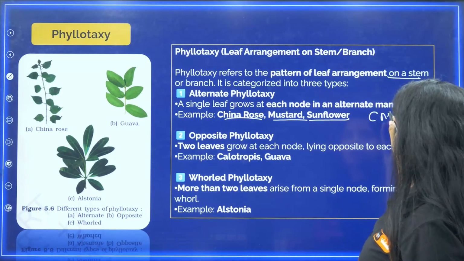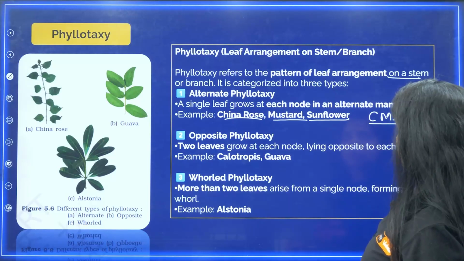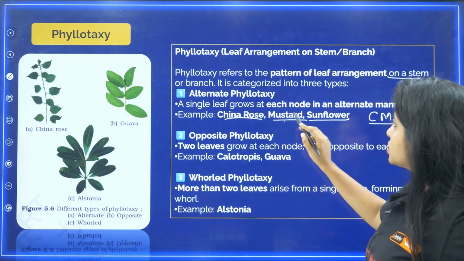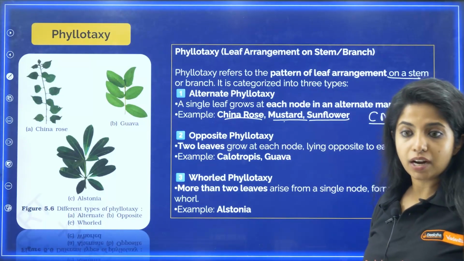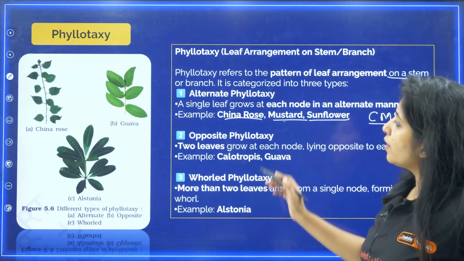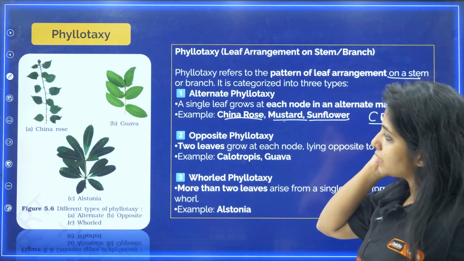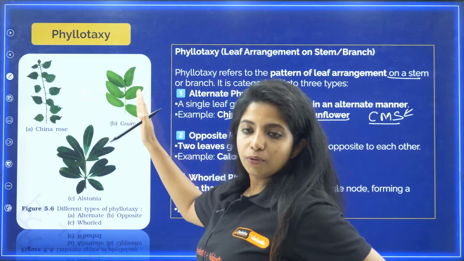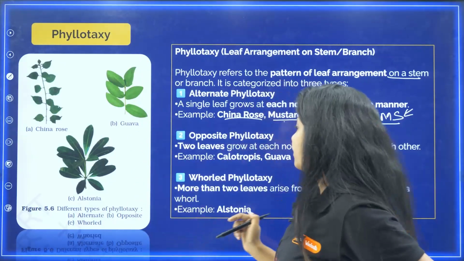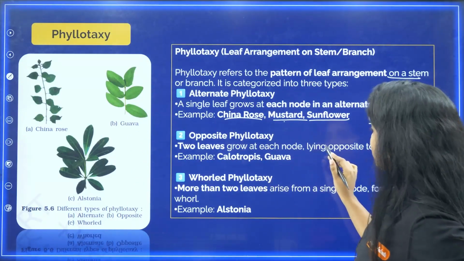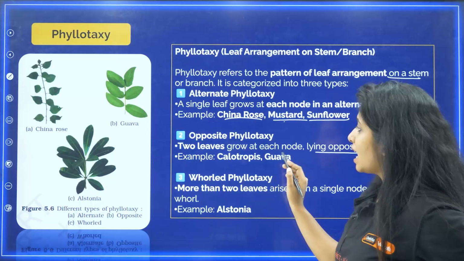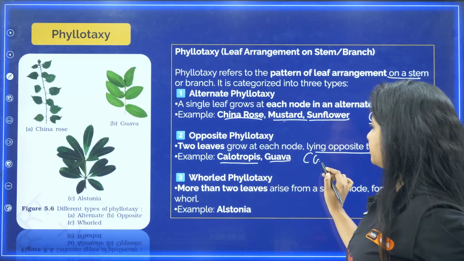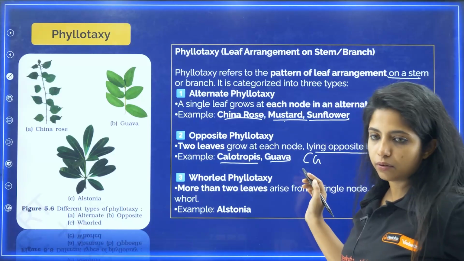So CMS. Chief Minister Special, you can remember like that, but please remember what the letters stand for. It is China rose, mustard and what? Sunflower. That show alternate phyllotaxy. Now you have opposite phyllotaxy, as you can see over here in guava. In one node, on both the sides you have leaves. So two leaves grow at each node lying opposite to each other. Example, guava and calotropis. Okay, guava and calotropis, CG or GC, whatever you want to remember, you can remember.